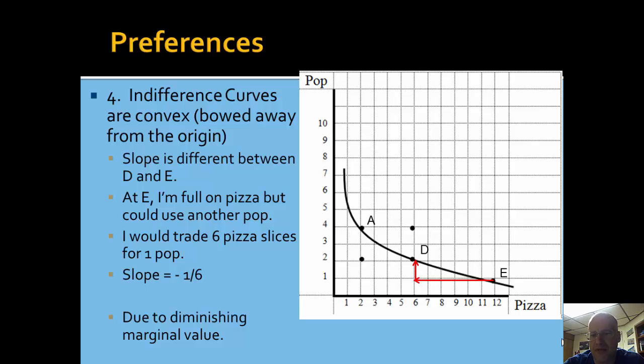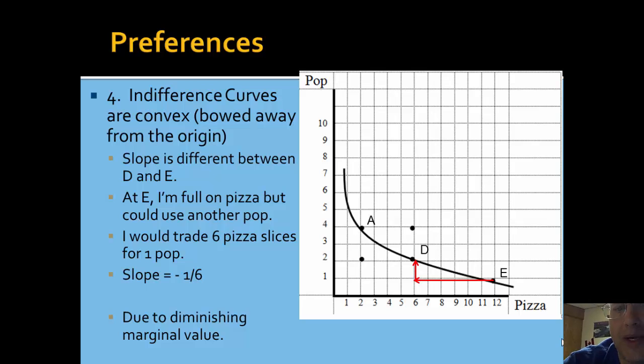Consider instead what happens if I start at E, where I start with 12 slices of pizza and only 1 pop. Here I've got a lot to eat, but not much to drink. And it might be the case here that I'd be willing to trade 6 slices of pizza to get another pop. And what we see is the slope between D and E is minus 1/6. What we have is that the indifference curve is getting flatter. The trade-off I'm willing to make is very different than the trade-off that I was willing to make when I started at D. At D, I would trade 4 for 2. At E, I would trade 6 for 1.